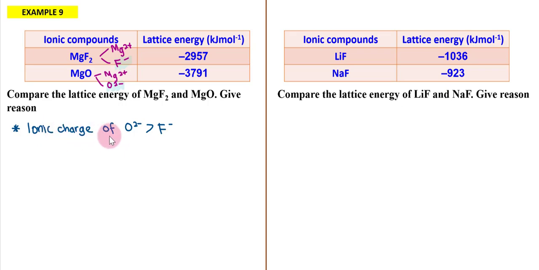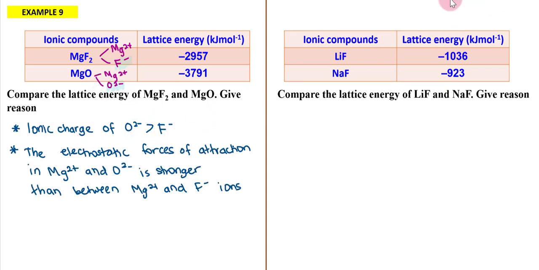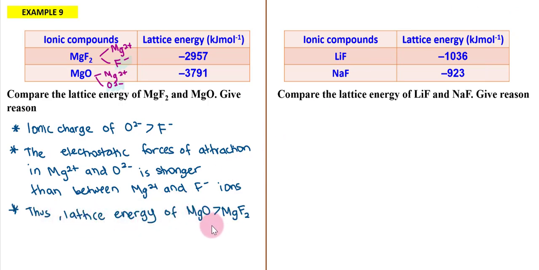Since the ionic charge of O2- is bigger than F-, the electrostatic forces of attraction between Mg2+ and O2- are stronger than between Mg2+ and F- ions. Thus, the lattice energy of magnesium oxide is bigger than magnesium fluoride.